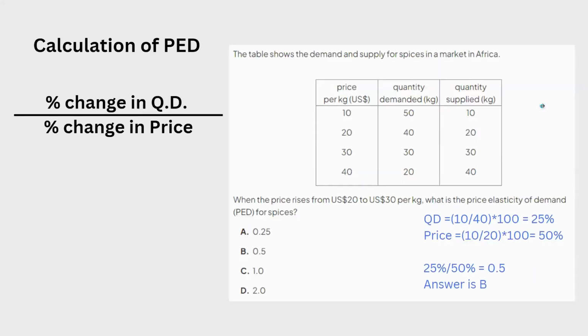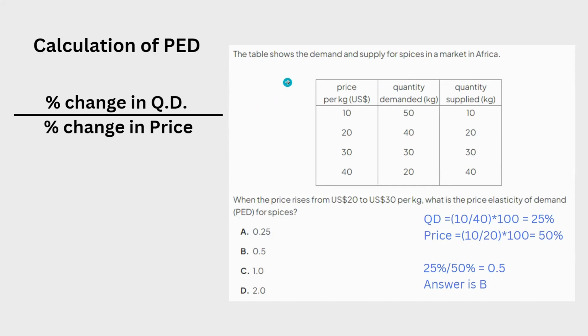The first we are going to do is price elasticity of demand. This is the formula: percentage change in quantity demanded divided by percentage change in price. So this is a straightforward formula for PED, and this is one of the questions from paper 1. This is an MCQ question, and let's see this question and we'll discuss the answer.